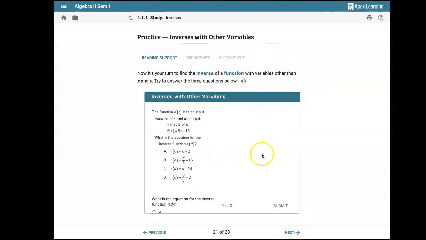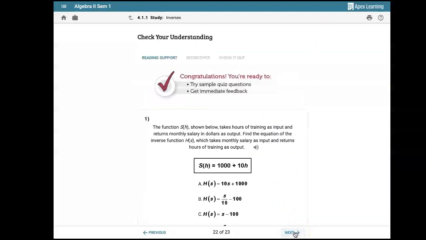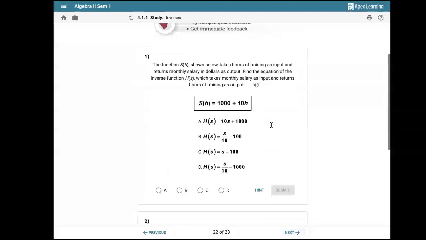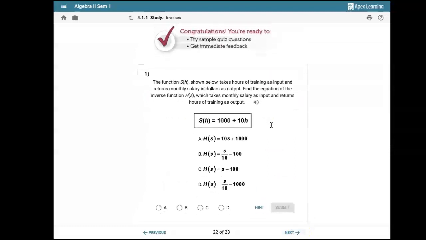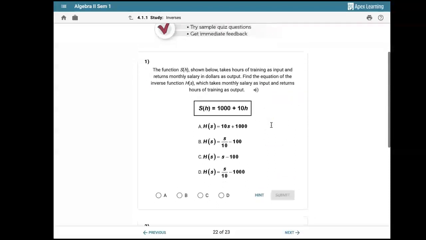Again, more practice that I will let you get at on your own time if you need more practice with it. Okay, bare minimum though, you need to make sure you do these so that you are ready for your sample quiz here. But we'll talk more about your quizzes in a second.